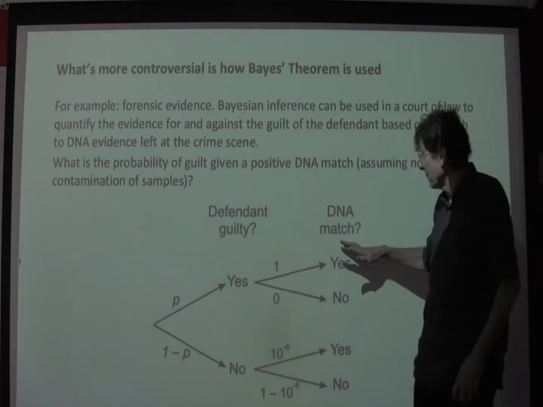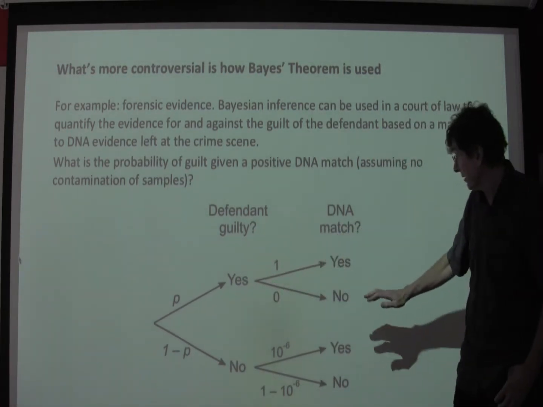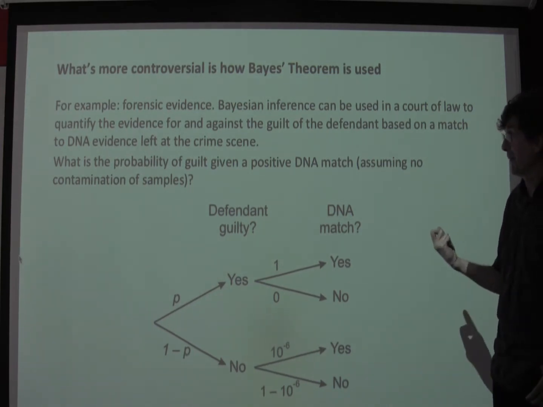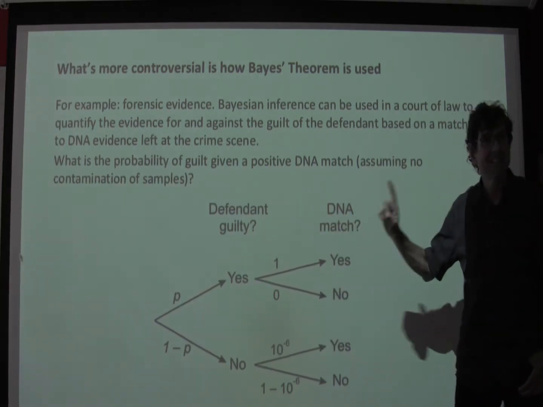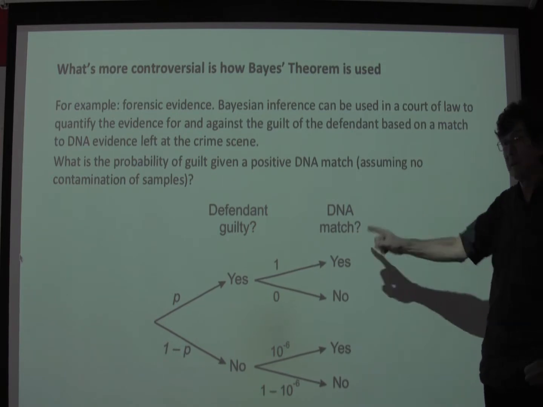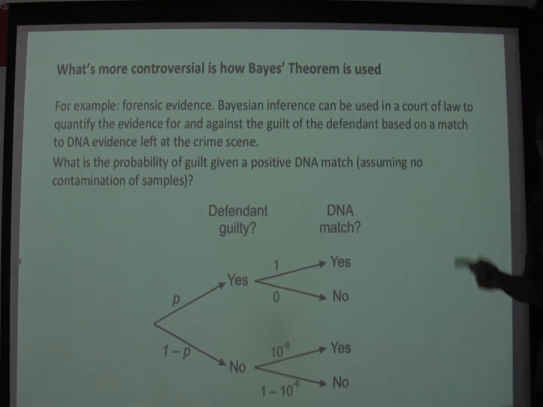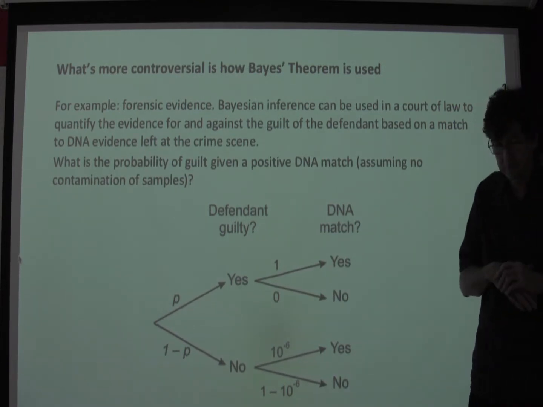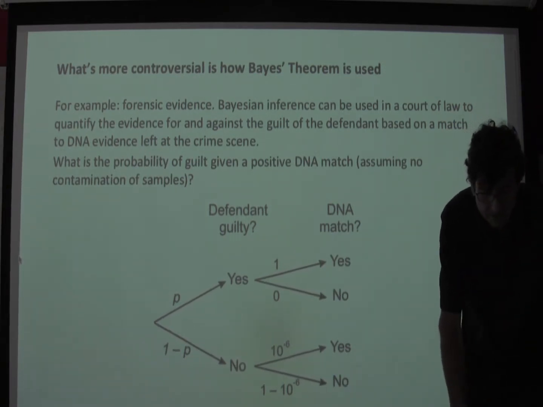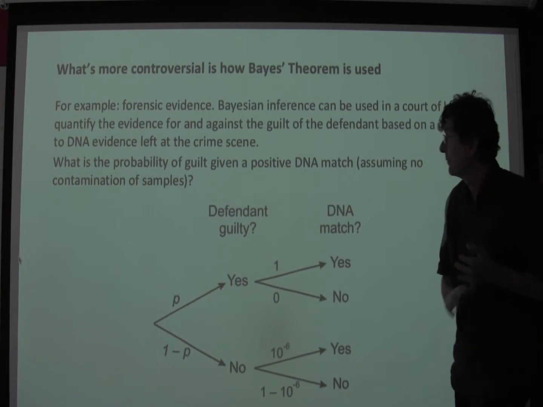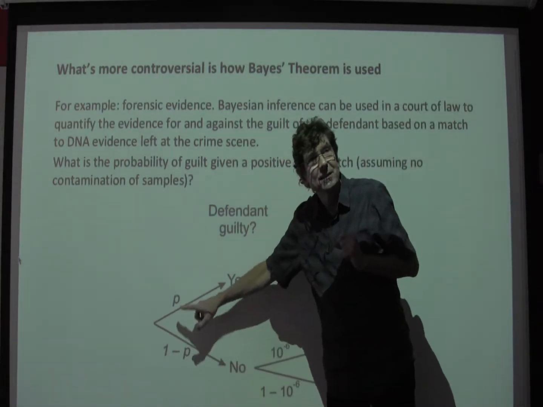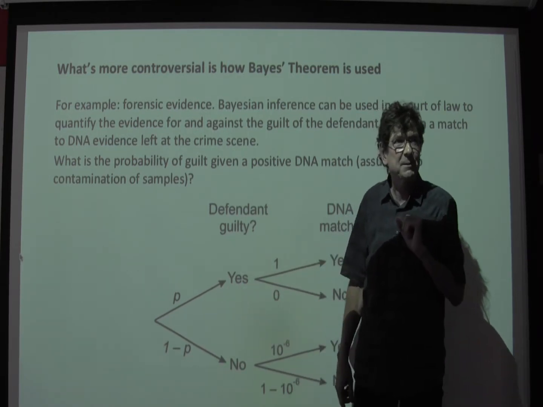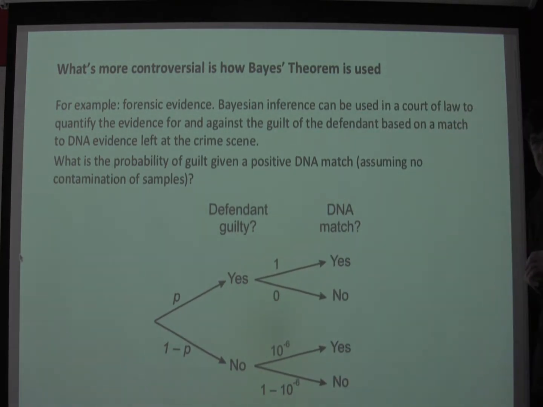So we can calculate the probability of a match given that he's guilty, or a match given that he's not guilty. But what we really want to know is what's the probability that he's guilty if we see a DNA match. So that's the inverse of the probability, and that's when Bayes' theorem can be used. But in applying this, we also have to know one more thing, and that is the probability that he's guilty in the first place. What's that?